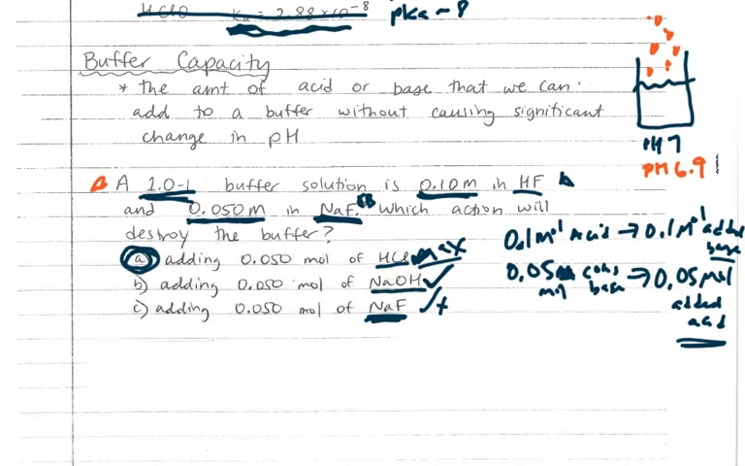So this one, the B, would weaken the buffering capacity, but A would destroy the buffering capacity. It would max it out. That's the maximum amount of acid that can be added, and you wouldn't be able to add any more. So that's what it means when it asks which action will destroy the buffer, which one will max out the buffering capacity.